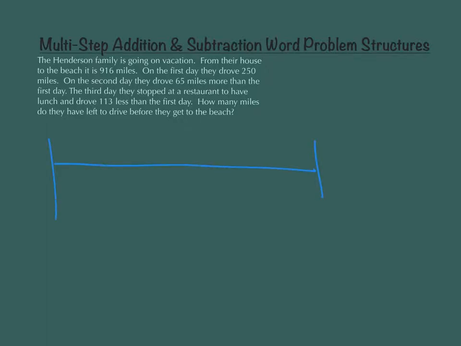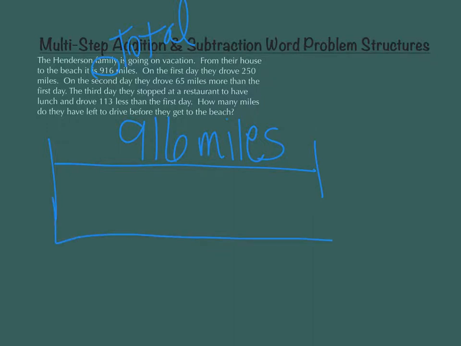I'm going to look at 916, of course, is going to stay my total because 916 miles is how far they're going to get to the beach. So I know my total. So that will go on the top. I know my total. I know that they drove 3 days, but my job is to figure out how many they still have left to drive. So my unknown is the miles left.